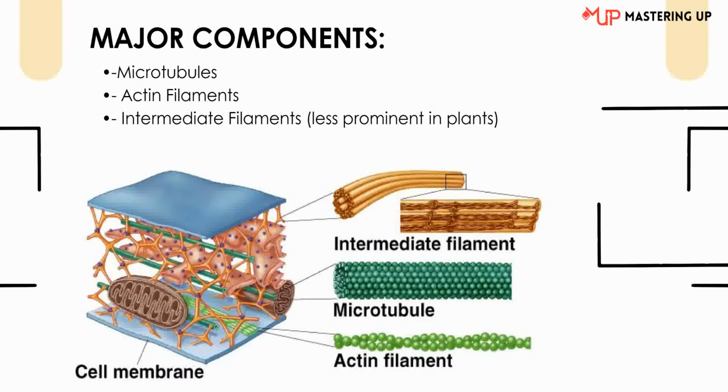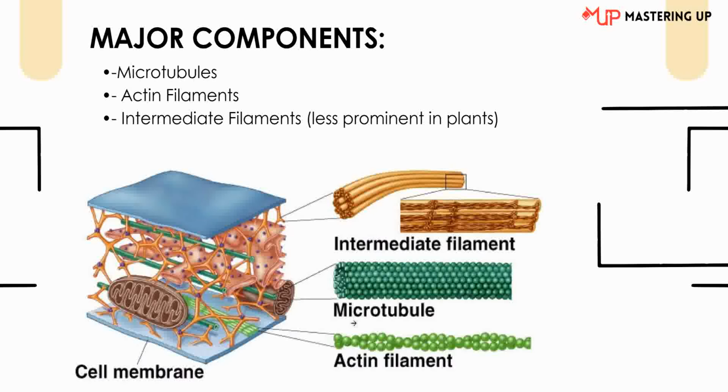The cytoskeleton is composed of three major components. First is microtubules. Microtubules are nothing but hollow tubes, as you can see in the diagram. They control cell shape, intracellular transport, and division. And the second component is actin filaments. Actin filaments are thin, flexible filaments involved in movement, transport, and signaling.